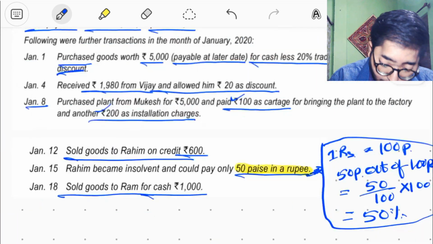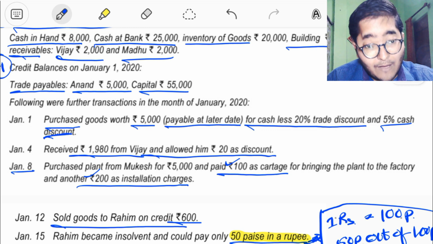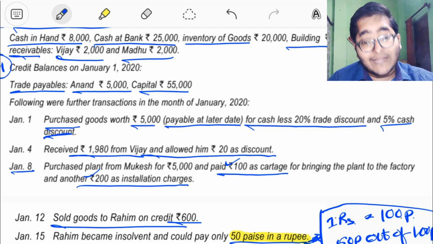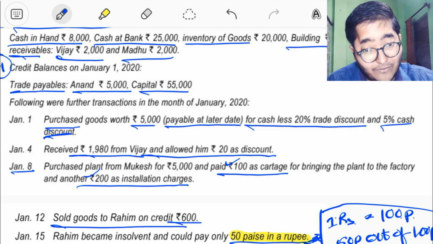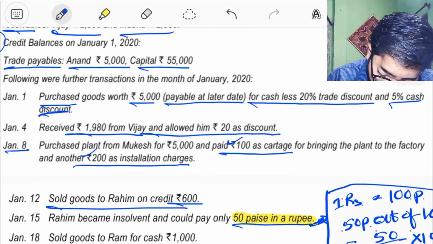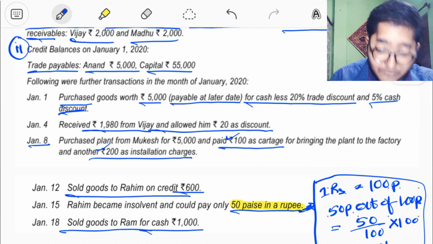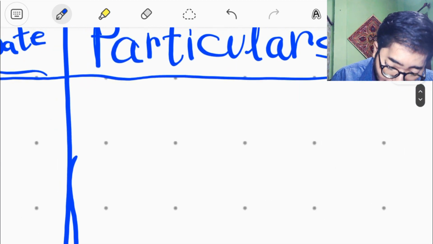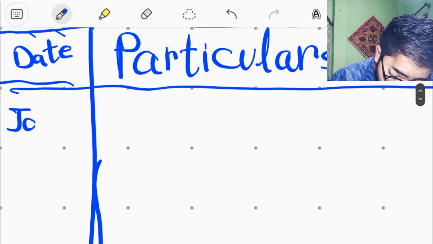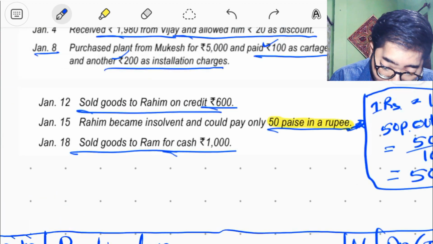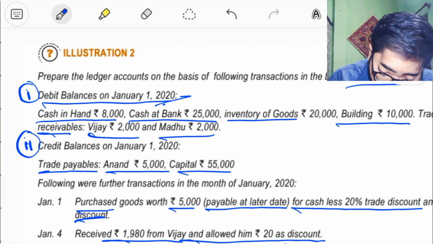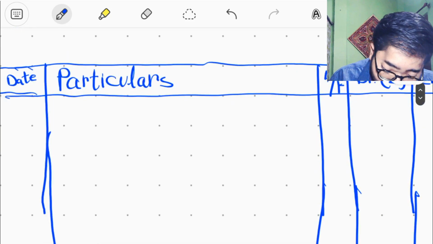So first of all, our first entry, January 1, purchased goods worth rupees 5,000 payable at later date for cash less 20% trade discount and 5% cash discount. So purchased goods worth rupees 5,000. What would be our entry? In the first column, first of all, we need to write the year. The year is January 2020. So this is the year 2020.